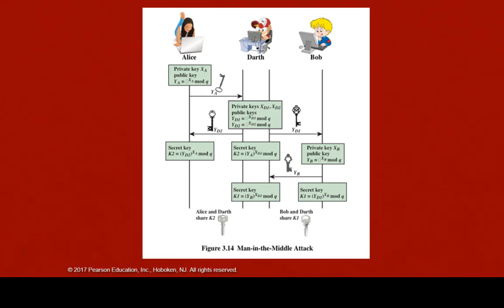One issue with the previous slide is that it is insecure against a man-in-the-middle attack. Suppose Alice and Bob wish to exchange keys and Darth is the adversary. The attack proceeds as follows, as shown in this figure. The key exchange protocol is vulnerable to such an attack because it does not authenticate the participants. This vulnerability can be overcome with the use of digital signatures and public key certificates. And these topics are explored later in this chapter and in chapter 4.